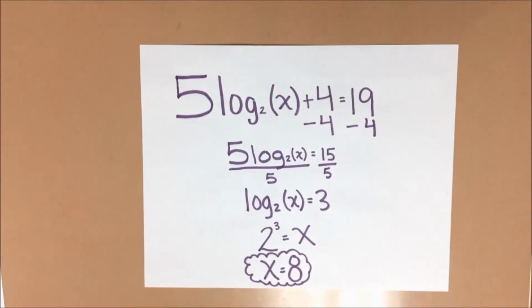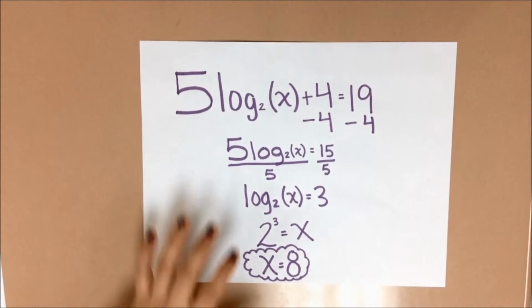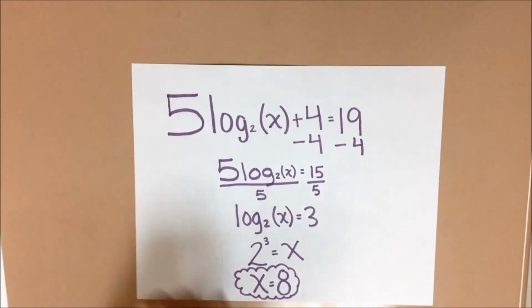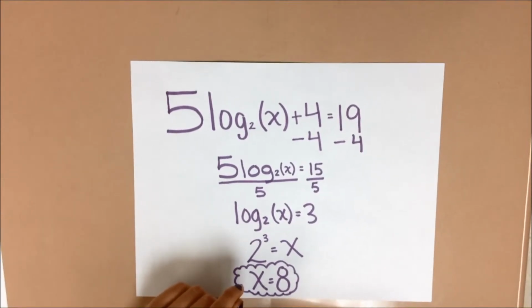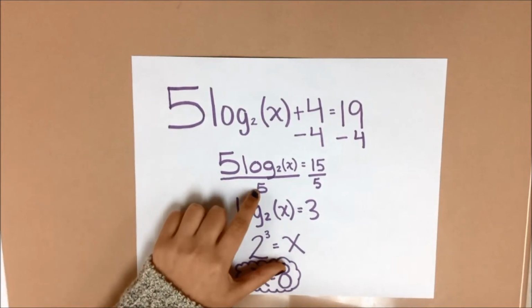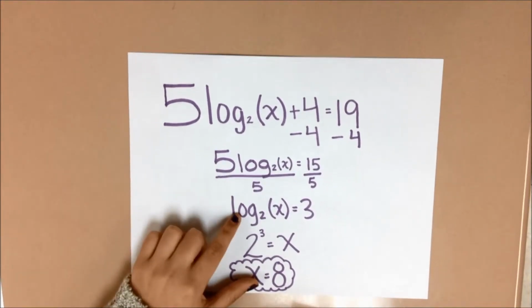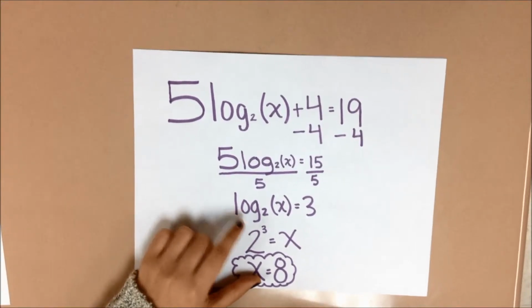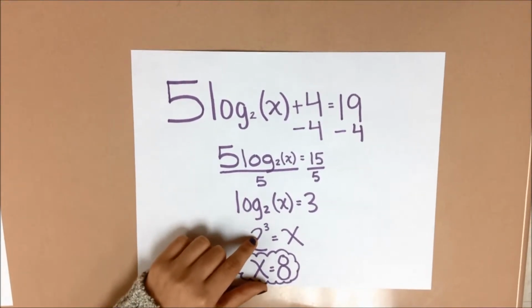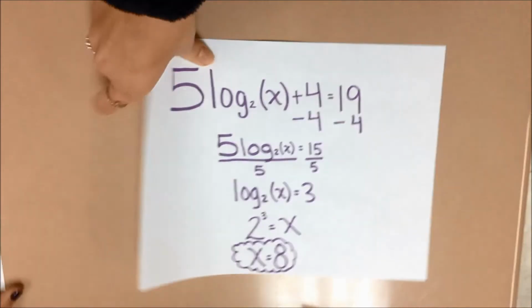To solve for x in logarithmic equations, first you need to combine similar values. Then to isolate the log, you divide by 5. And lastly, put the logarithmic equation in exponential form, which would be 2 cubed equals x, and solve for x to get 8.